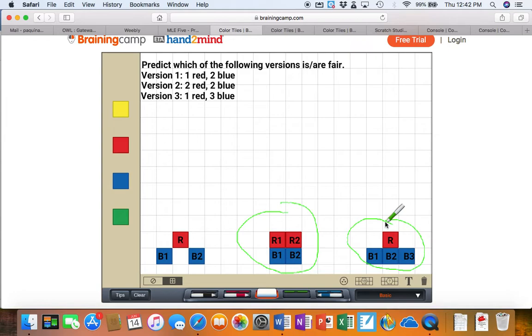When we list and analyze the possible outcomes for the three versions, students are often surprised to find that version 2 is actually unfair and that version 3 is fair, and they want to know why this is so. This combination of surprise and wonder leads to increased engagement and greater learning. So let's take a look at those.